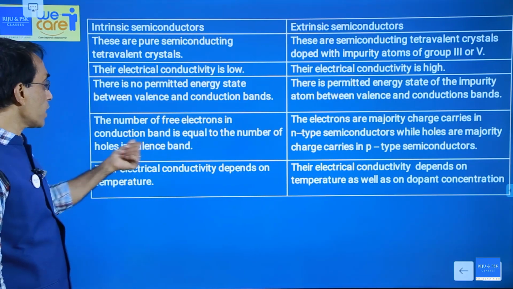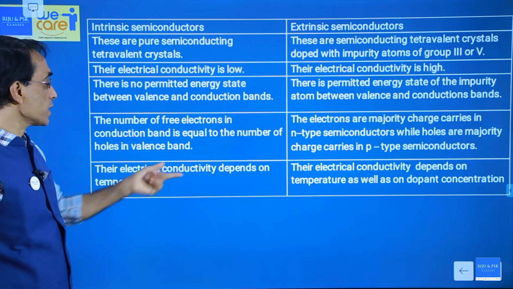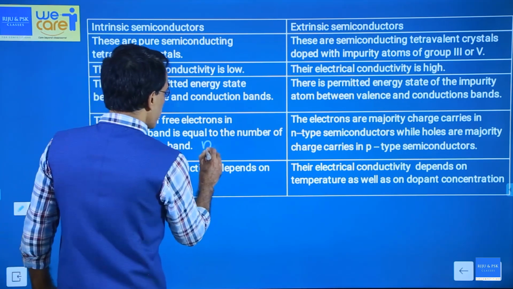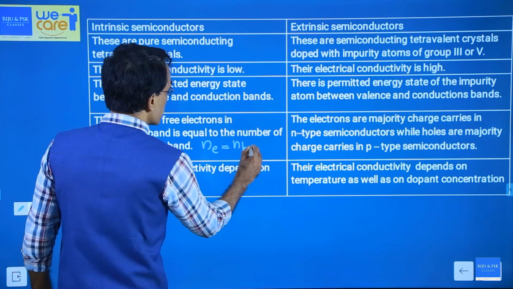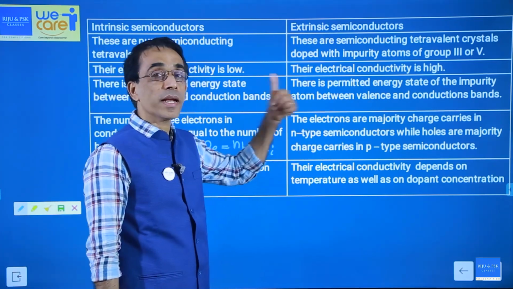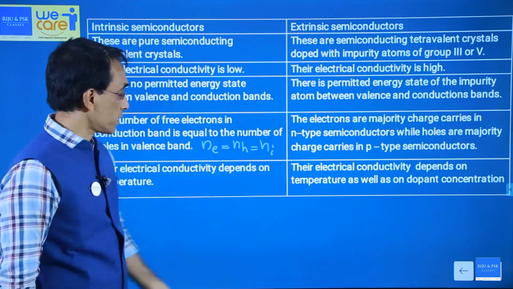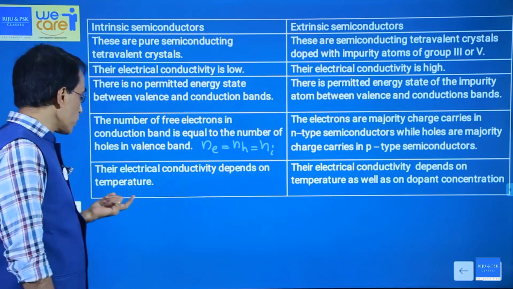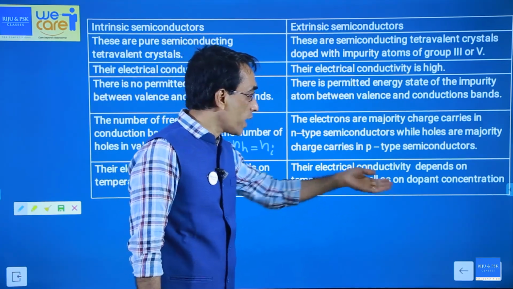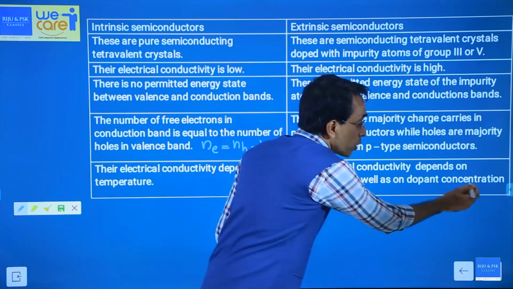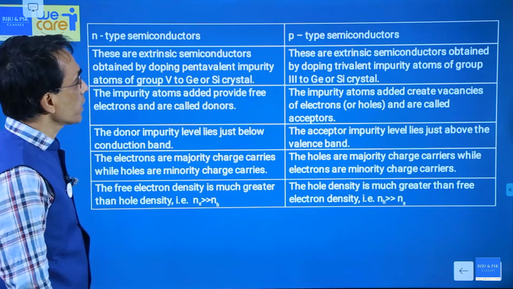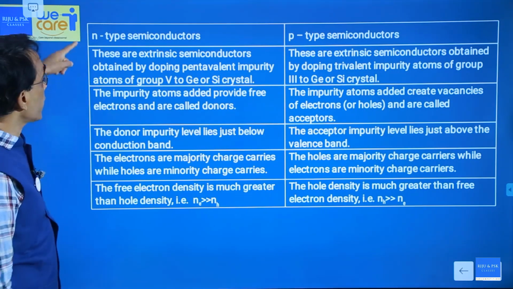The number of free electrons in the conduction band is equal to the number of holes in the valence band. That's why we always write here Ne is equal to Nh, which is equal to Ni. But here we know in N type Ne is greater, in P type Nh is greater. Their electrical conductivity depends on temperature. But here their electrical conductivity depends on temperature to some extent as well as on doping concentration, more on doping concentration. This comparison should be understood. There is one more, the comparison of P type and N type semiconductors.